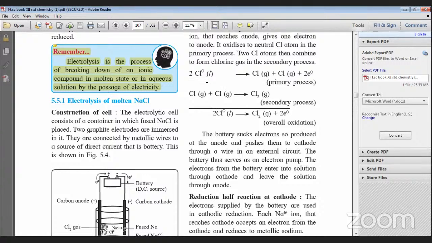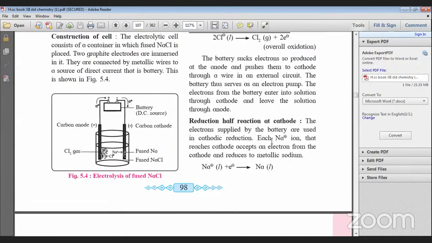So in this reaction, see here, two Cl minus ions release two electrons. When one Cl minus ion gives one electron, two Cl minus ions will give two electrons. That's why you have to balance the equation. Okay. So when two Cl minus ions release electrons, two Cl atoms will form, and they will combine to form a chlorine molecule. Same way, you can see here. So Cl plus Cl gives you Cl2 gas, and then ultimately what equation are we getting? 2 Cl minus gives Cl2 gas, which is released at the anode, and 2 electrons are released. The battery sucks the electrons so produced at the anode and pushes them into the cathode.